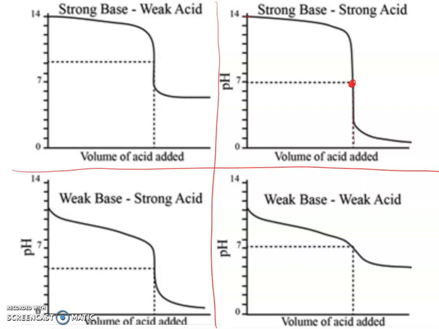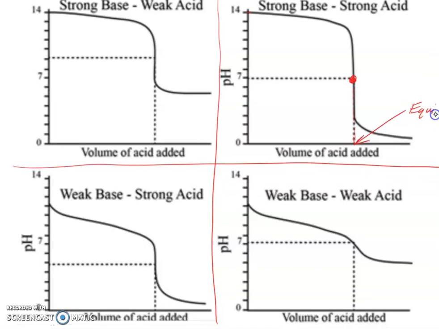This point where you're right in the middle of this vertical component of the line signals the equivalence point, when you've got equal moles of your acid and your base. And at the equivalence point for a strong acid and a strong base, you're right at the pH of 7. You've completely neutralized your acid and your base, and you reach a nice neutral solution.